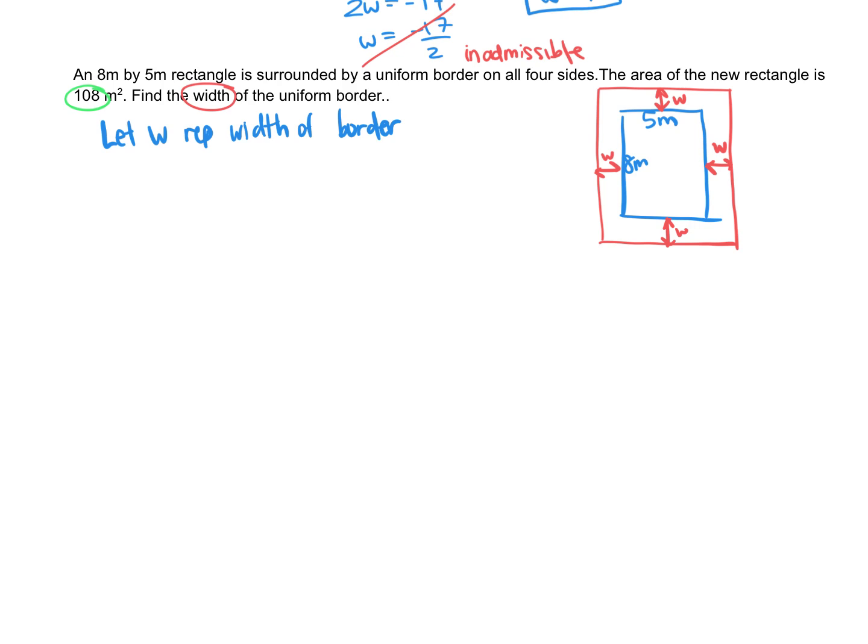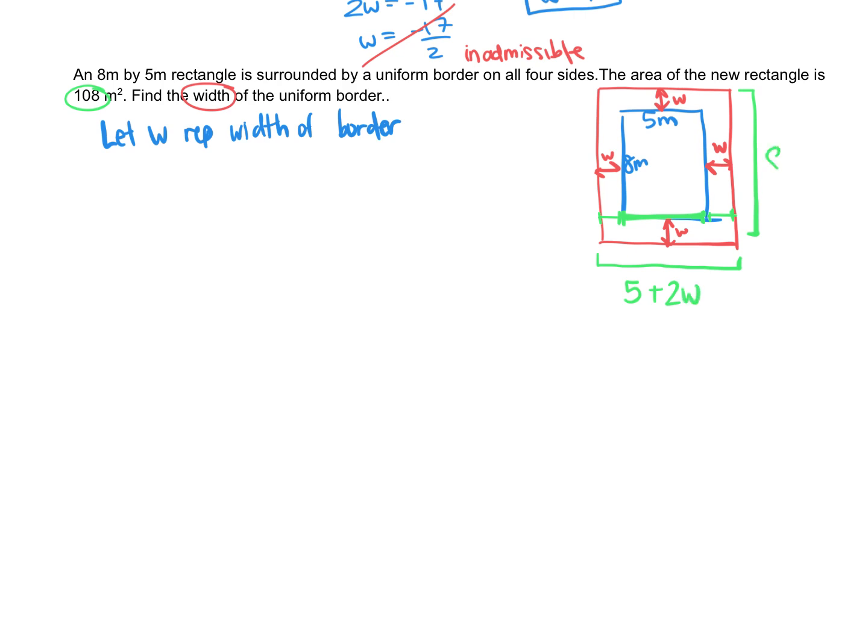Well, we know area is length times width. I have the area. If I can come up with an expression for this new width and this new length, we would be perfect. So let's take a look. The width used to be 5 meters across this way, and then we added W here and W here. So we started with 5 and we added W twice, so 5 plus 2W.